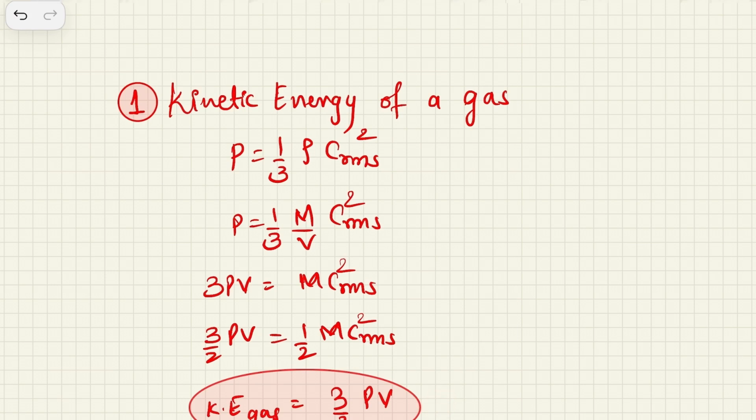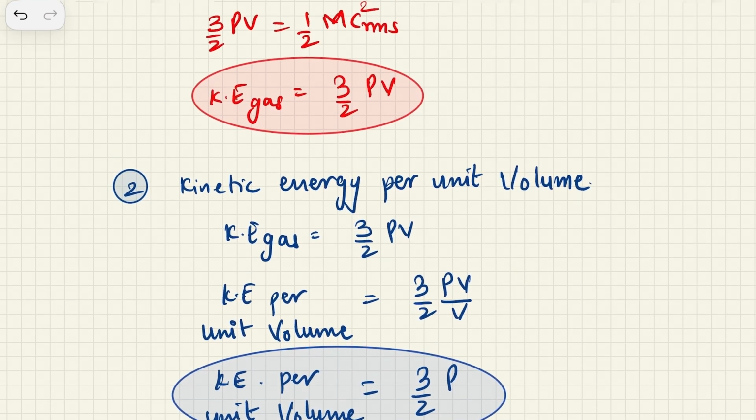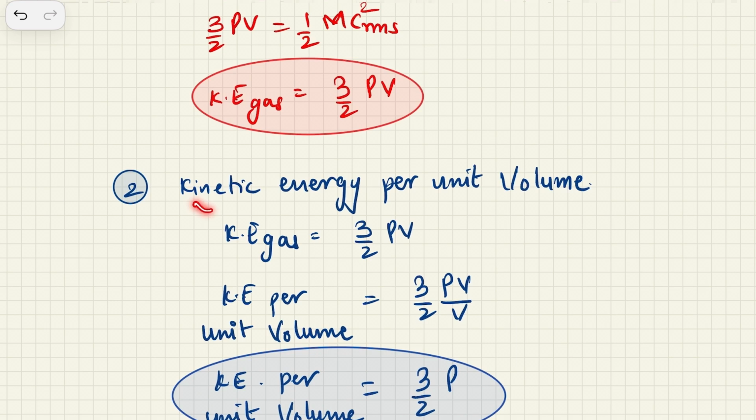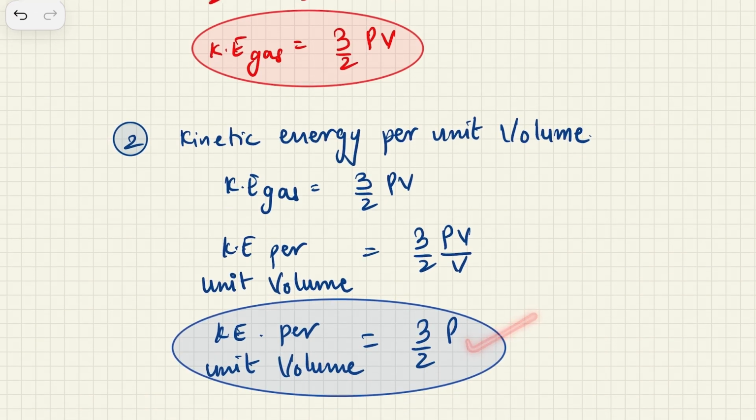Let's see. The second form of kinetic energy is kinetic energy per unit volume. It is as simple as it gets. Kinetic energy per unit volume is just the division of this equation by volume. So this is the kinetic energy of gas, 3 by 2 PV, and if I want to find out kinetic energy per unit volume, I'll divide this equation by V. So V and V get cut, and kinetic energy per unit volume is just 3 by 2 P.